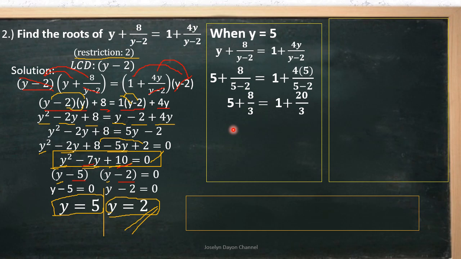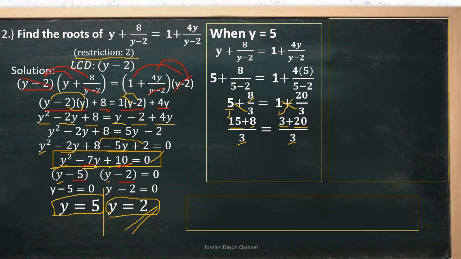Simplify further. We have to add an integer and a fraction. So copy the denominator part of the fraction, and then 5 times 3 is 15. Just copy the numerator part, 8, because 5 has a denominator of 1. So 1 times 8 is 8. Also here we copy the denominator, which is 3. 1 times 3 is 3. And of course, copy the numerator part, 20, because 1 times 20 is 20.